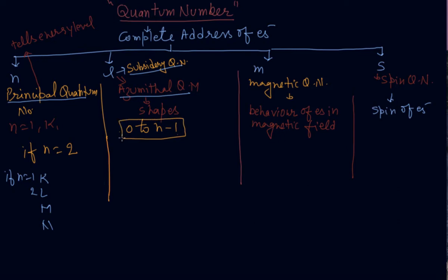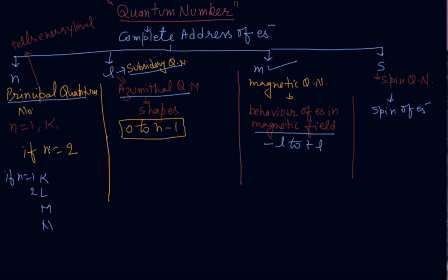This is important. Whereas magnetic quantum number is represented by m, and it tells the behavior of the electron in the magnetic field, and its value depends upon l, and the value of l will depend upon the value of n, and it is given by minus l to plus l.